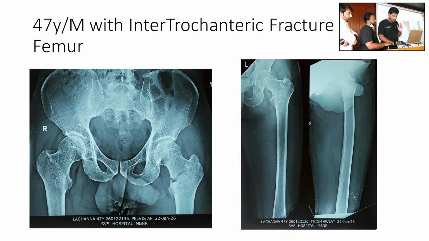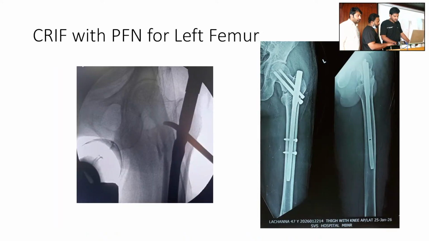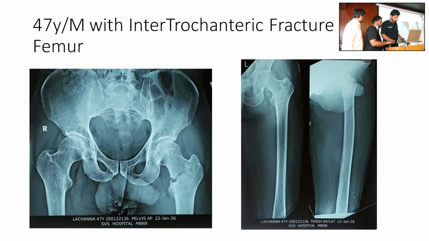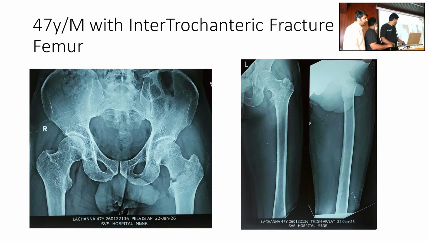A 47-year-old male with intertrochanteric fracture of the left femur, Boyd and Griffin type 2, sir. We've done closed reduction with proximal femoral nail. It's intact, sir. The fracture line is like this, right? You can call it a paratrochanteric fracture. Sir, the GT is involved. See, paratrochanteric is from here to here, right? Or is it this base only? You can see it.